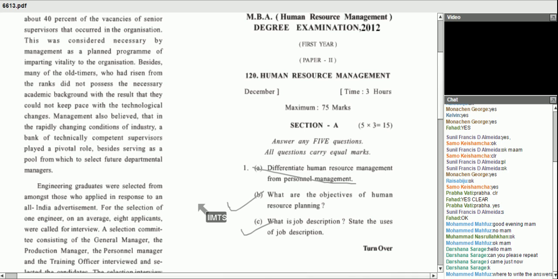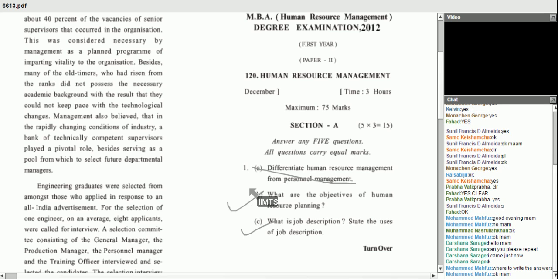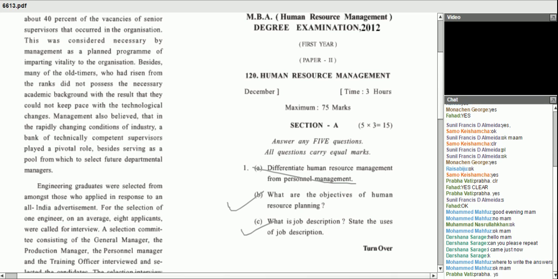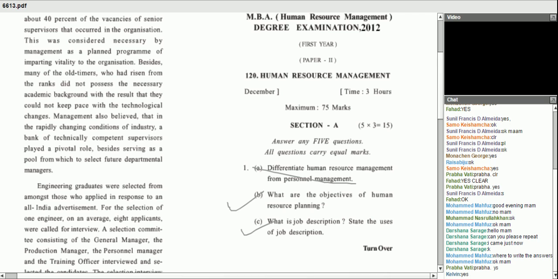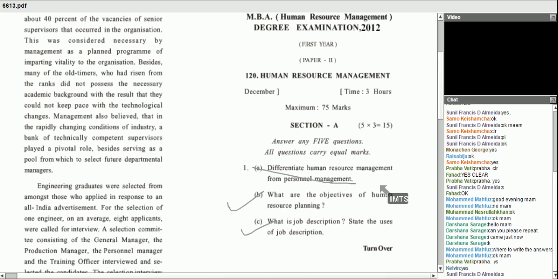You have to write the answers in a Word file. I think a lot of time has passed when I gave you these two questions. So the time is over. Should I scroll it down so that you can see the other questions? Please let me know. Mohammed Irshad, Samu, Sunil, Fahad, Sanobar, George, Kelvin, Renzi, Raisa, Prabhavati, Seher, Mohammed Khan, Darshana, Mohammed Mahfouz.